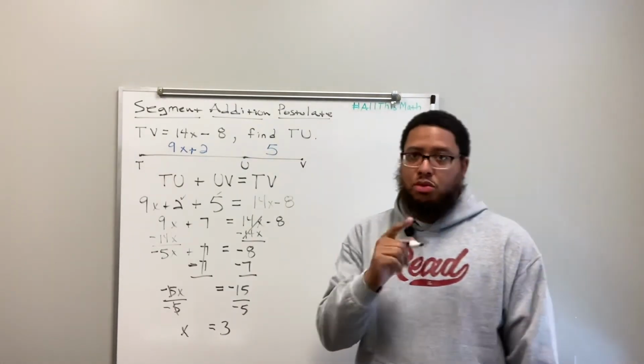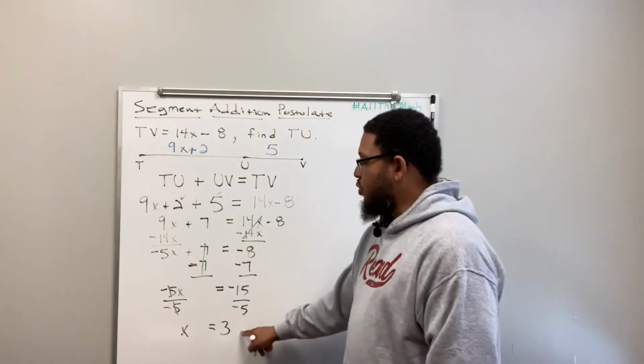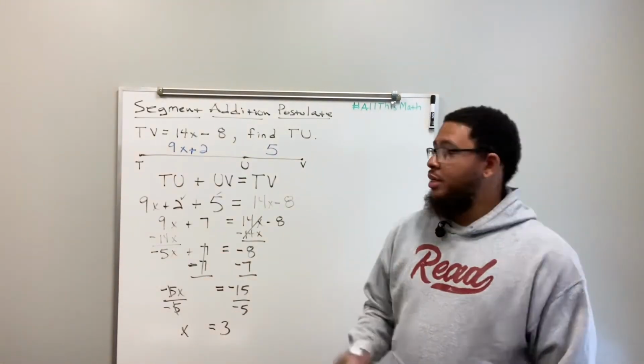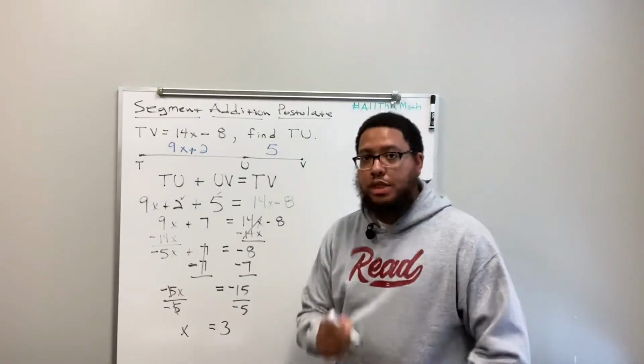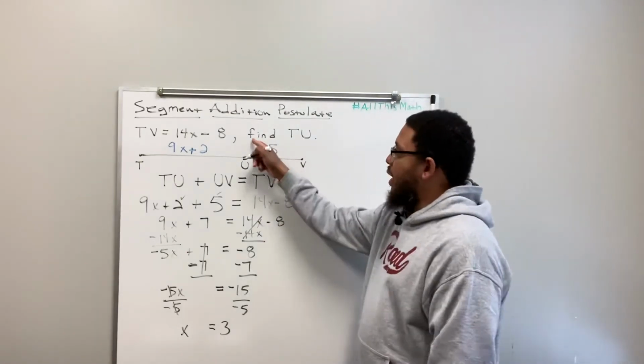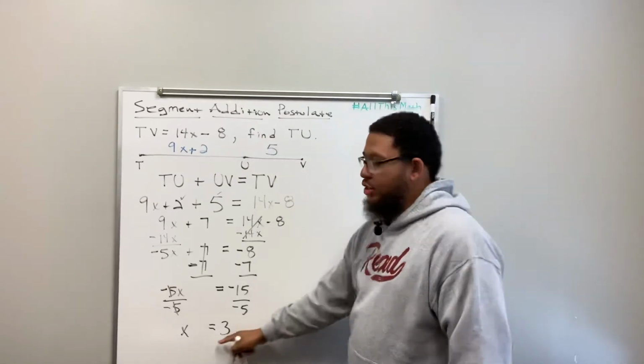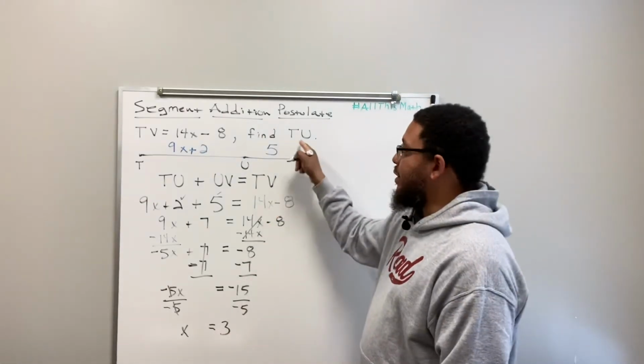Pro tip right here. A lot of people will get x equals 3 and think they're done and just write that down, right? That is not the answer. You are not asked what x is. You need to find what x is in order to actually answer the question. You're told to find TU, not just solve for x.